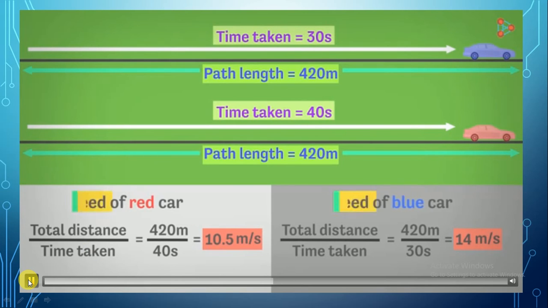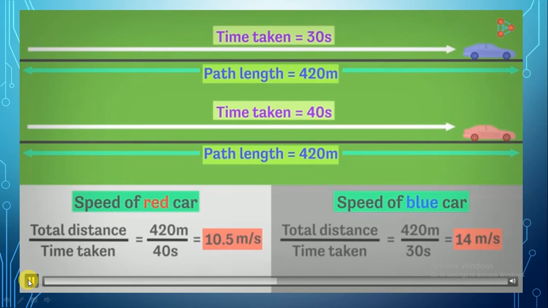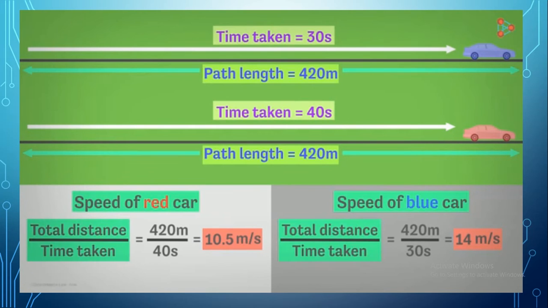This is called the speed of the object. Yes, speed is distance over time. Since this ratio is greater than this one, it means that the blue car traveled with greater speed.